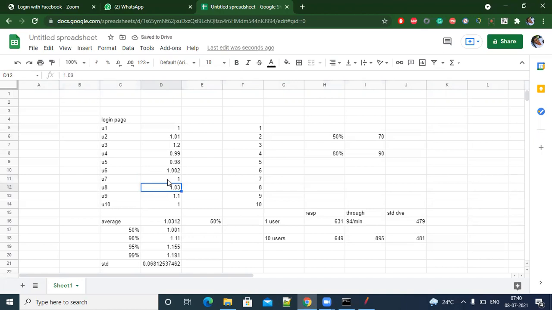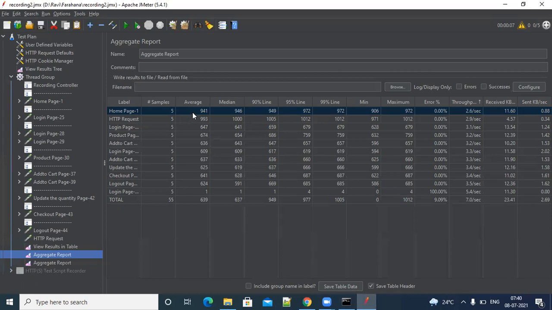So how the average is calculated, you know, right? The Excel formula: average of this to this. JMeter also calculates the same in the back end. It will collect all the values, apply the average formula, and give the result here.